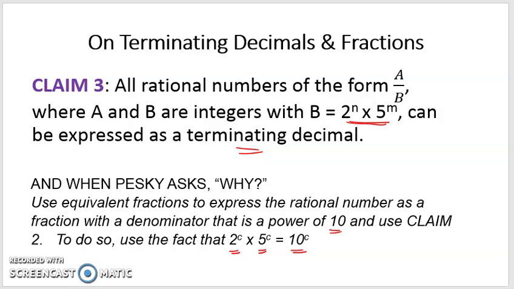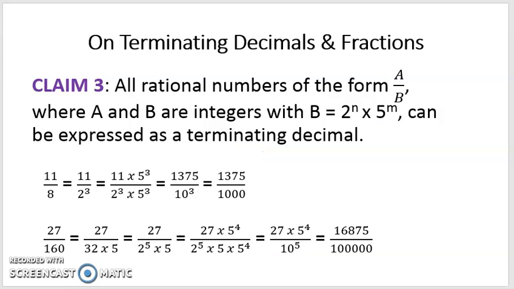Okay, so maybe you're skeptical. But what does that show us? Let's look at a couple examples. I've got the number 11/8, that is 11 over 8. It can be written as 2 times 2 times 2, or 2 cubed. So I've got 11 over 2 cubed. The denominator is only composed of 2's or 5's, and sometimes both.